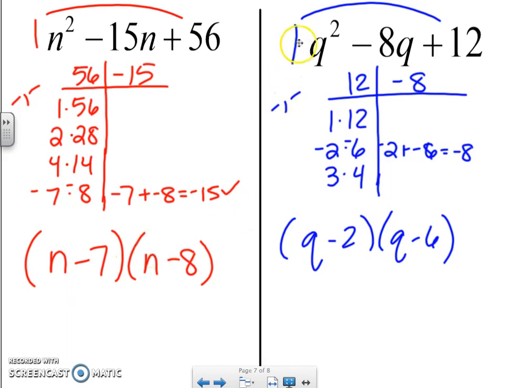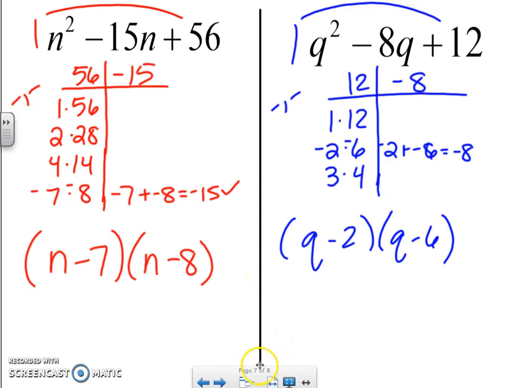On the last one, I did a times c and got 12, brought down negative 8. I listed my factors of 12, and then I noticed that, again, if this left side is positive and this right side is negative, I'm going to have 2 negative factors. So I made negative 2 and negative 6, because they will add to get me a negative 8. So then I wrote q minus 2 and q minus 6. Again, you can have them in any order you would like. Just make sure they were all negatives.